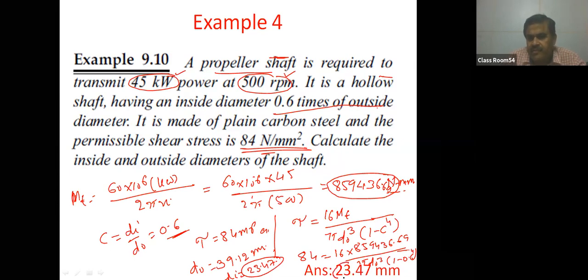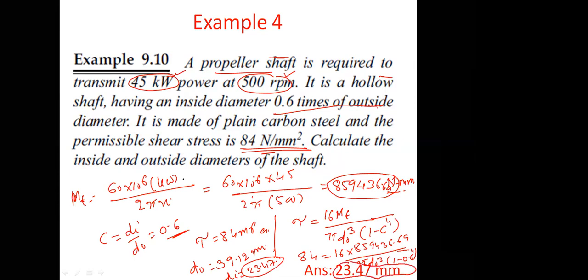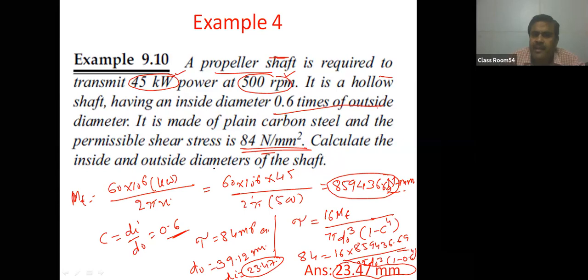So this answer is given for Di. आपको दोनों आंसर देने होंगे, inside भी and outside भी. So inside diameter is 23, outside diameter is 39.12. So very small question on the hollow shaft. Is it clear? कभी-कभी एग्जाम्स में इस तरह के क्वेश्चंस आ जाते हैं, है ना. ज्यादा मेहनत नहीं है इस क्वेश्चन में.